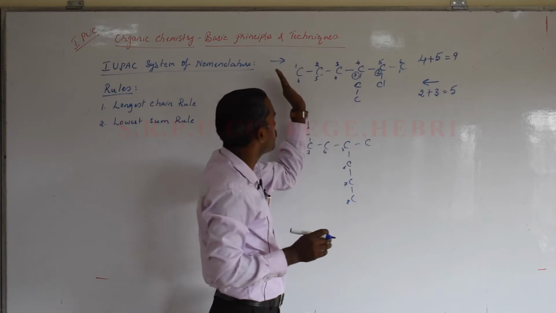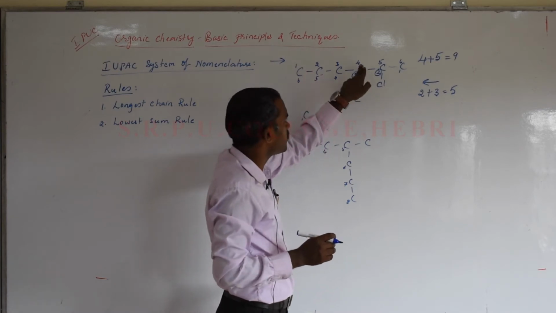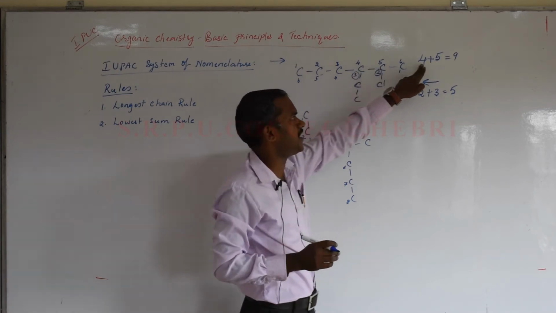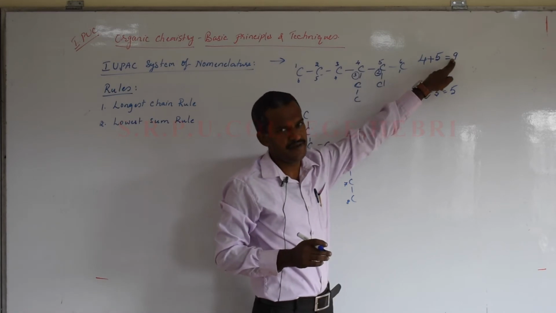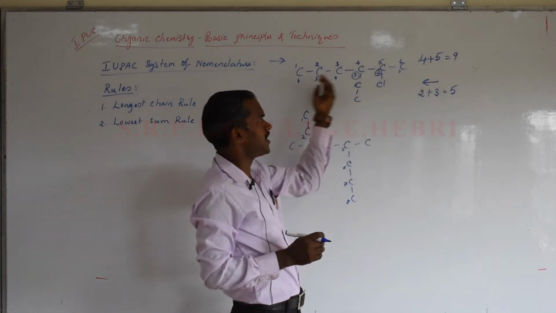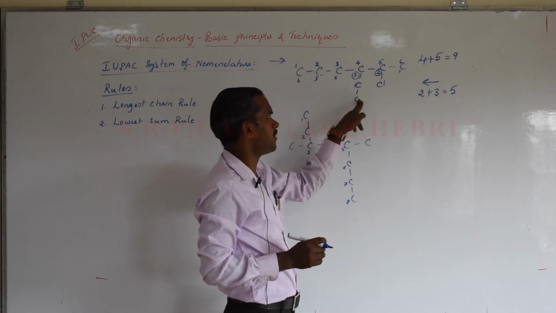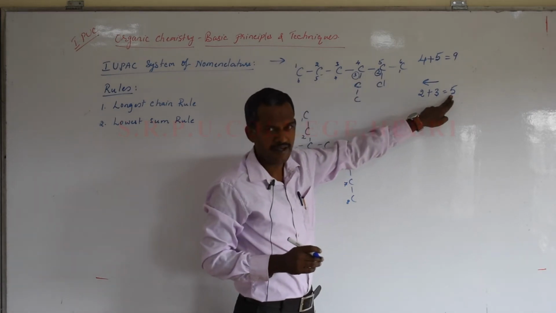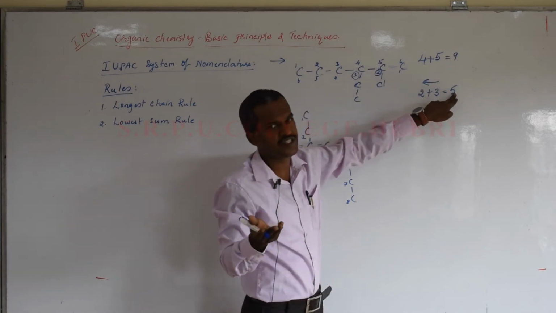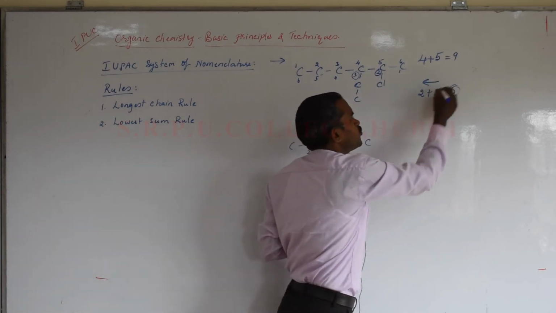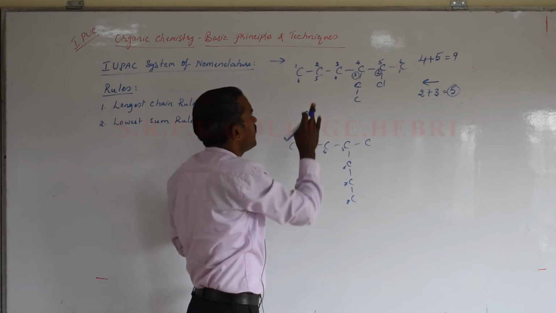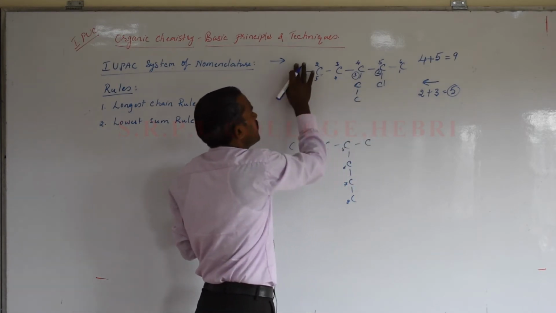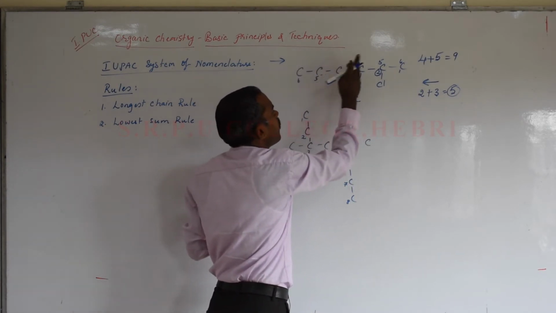So if you number it from left to right, it was the fourth and fifth position, so I added those two positions and got a sum of 9. When I number it from right to left, the second and third carbon atoms have substituents, so when I added those positions, I got a sum of 5. And among 9 and 5, which is the lowest sum? It is 5. So the right way of numbering is from right to left. So left to right numbering is wrong.